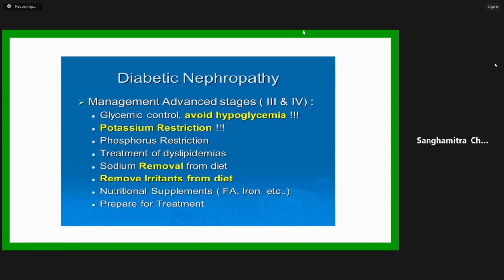So for diabetic nephropathy, stages 3 and 4 are the times when we should be very, very careful, where optimum glycemic control is very, very important, and we need to avoid hypoglycemia, because this is the time when the patients go into hypoglycemia and they have the feeling that my diabetes has been cured. It is not that it's been cured, it's just that the kidneys are worsening. So with proper glycemic control, potassium restriction, removal of irritants from the diet, the nephrotoxic factors, management of sodium, and additional nutritional supplement, we have to keep the patient well managed. Next slide.